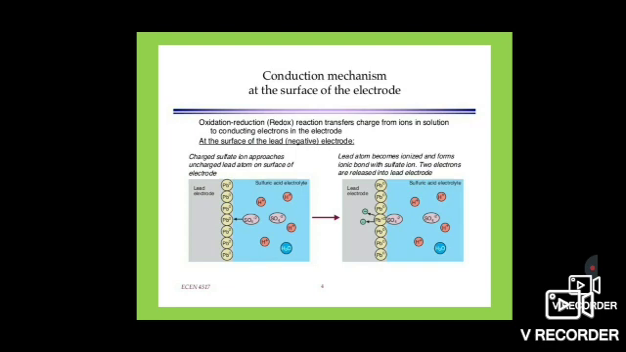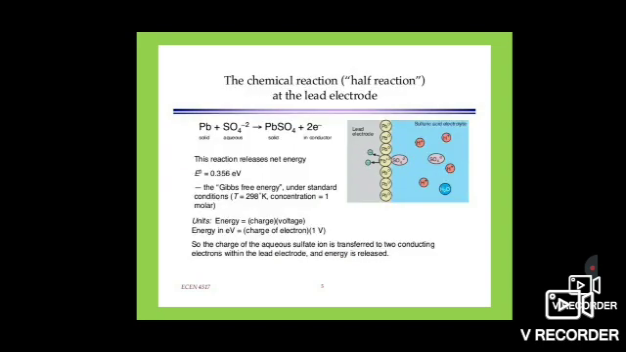The charged surface, that is the sulfate ion, approaches an uncharged lead atom on the surface of the electrode. The lead atom becomes ionized and forms an ionic bond, see the second diagram, with the sulfate ion. 2 electrons are released into the lead electrode. The chemical reaction is Pb + SO4 2- gives PbSO4 + 2 electrons. This reaction releases a net energy of E0 equal to 0.356 electron volts.